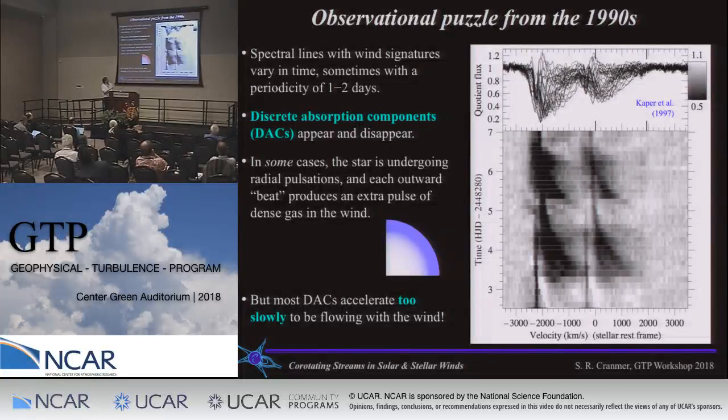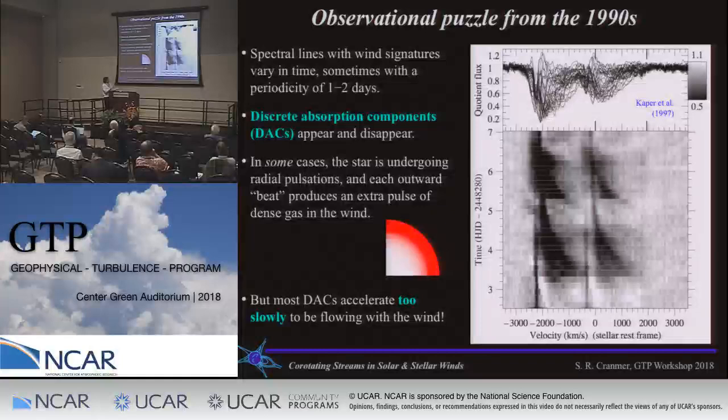But when you look at them varying as a function of time, they vary quite a bit, and if you were to stack up each spectrum on top of each other in time and plot it as a grayscale, you can see these dark absorption features sort of moving through the line from low velocity to high velocity. So these so-called discrete absorption components seem to be something like clumps that are accelerating through the wind, and you see extra density and thus extra absorption as they're moving through the wind.